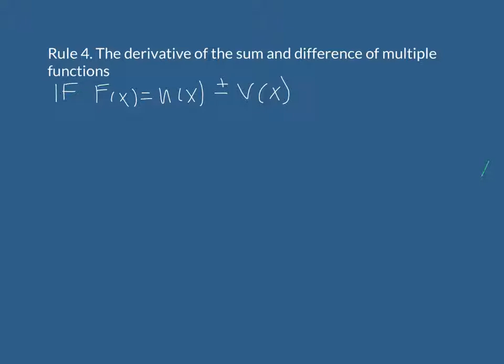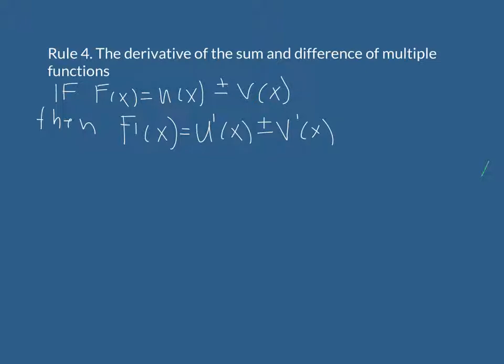So if we have f of x equals u of x plus or minus v of x, then the derivative is also kind of how you would expect it to be. It would be u prime of x plus or minus v prime of x. So what that says is to take the derivative of a function with multiple parts, separated by addition or subtraction, you just take the derivative of each part. Okay? So let's look at an example.